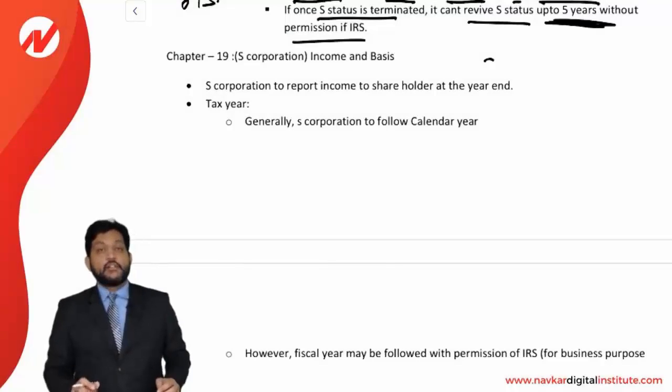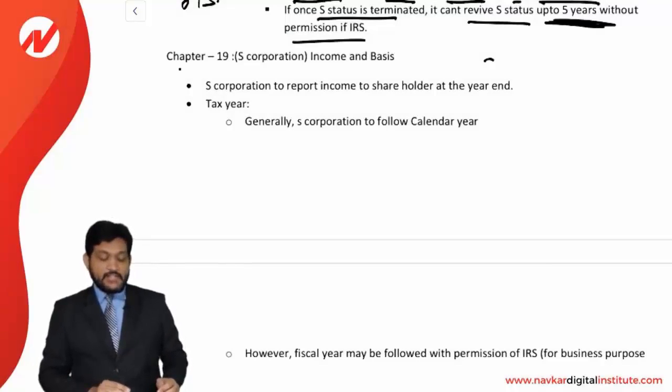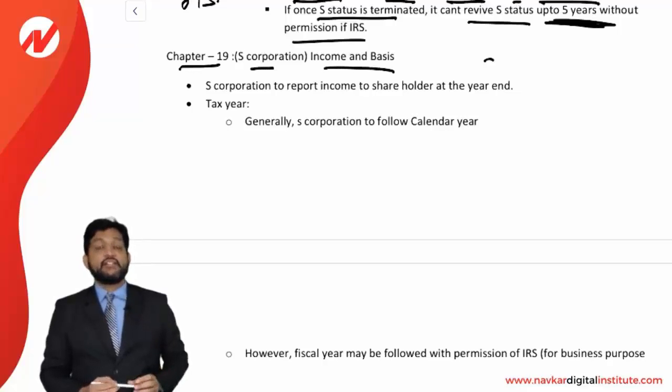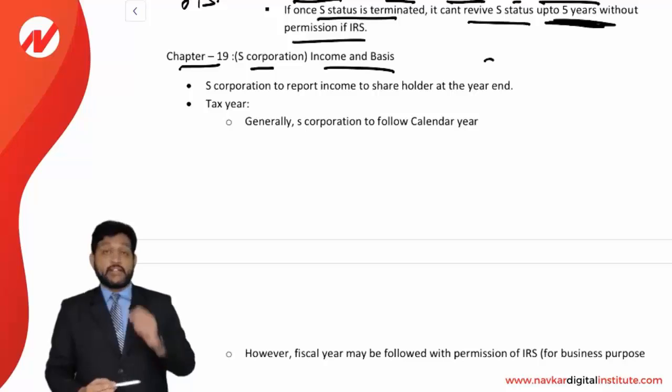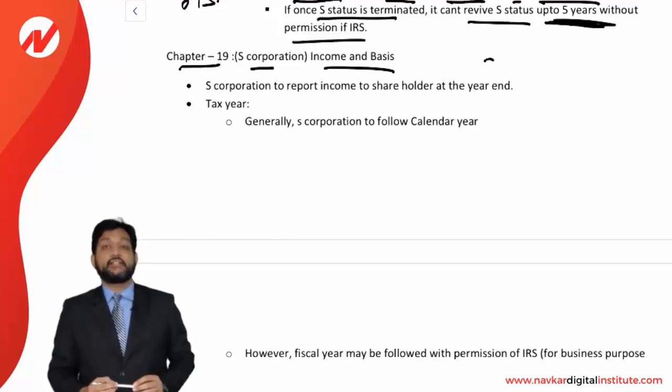Hello dear students, now let us see chapter number 19 of S Corporation Income and Basis. In the last session we had discussed the basic eligibility criteria for the S Corporation, who can be elected as an S Corporation status, everything we had seen in the last discussion. Now we are going to see the income and basis, how income will be distributed to the shareholders and how a shareholder's basis will be calculated. This is going to be discussed in this unit.